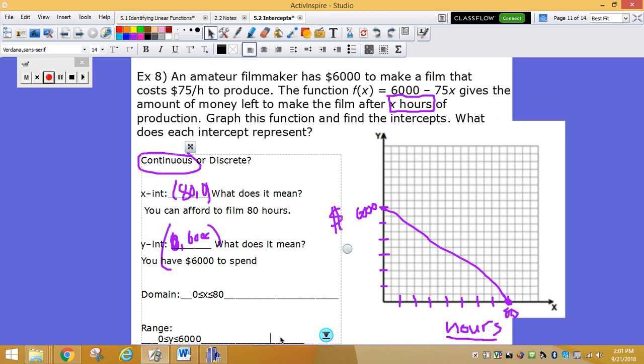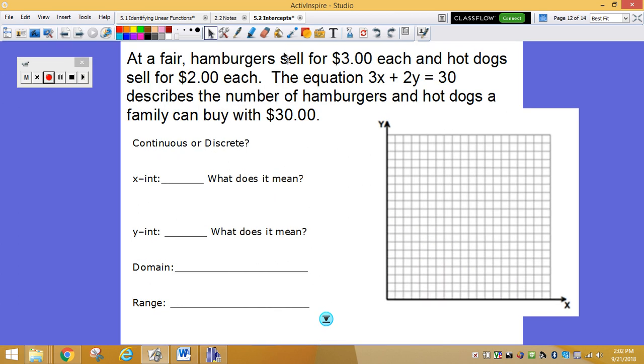Okay? All right, one more, guys. Stick with me. Here, we're talking about selling hamburgers and hot dogs. Does it tell me which is which? No. So let's be smart and figure out X and Y, which one's hamburgers and which one is hot dogs. So look at this equation.